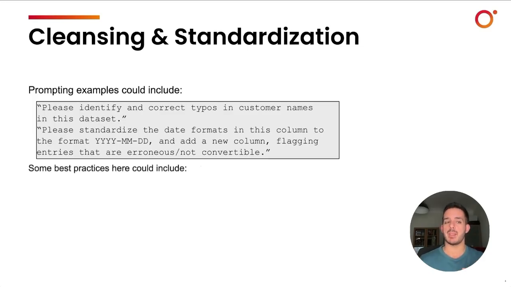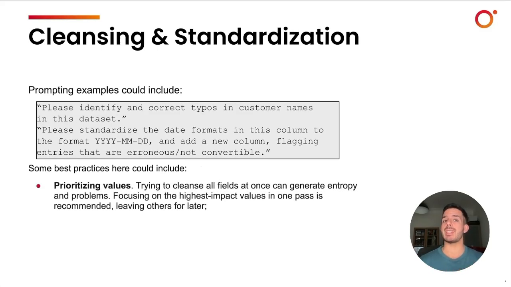And what are some best practices that we can apply here when using GenAI? Well, we have to prioritize the values that we want, because look, if you try to cleanse all fields at the same time, this can just generate entropy and problems. Maybe the LLM can't handle it, maybe the dataset is too large, or maybe you just run the risk of the attention mechanism being spread across too many things at once. So what you should do is focus on the highest impact values in one pass, and then maybe you do another pass for the lower priority values. But don't try to fix it all at once, because you run the risk of the LLM actually not fixing anything.